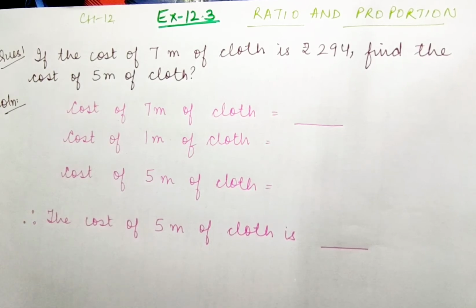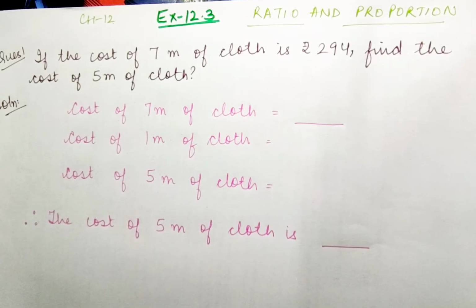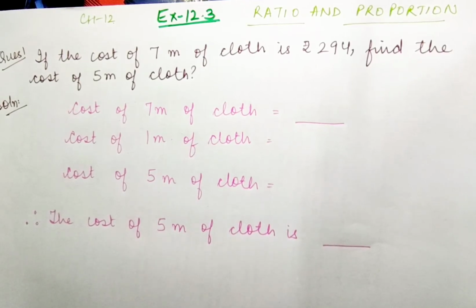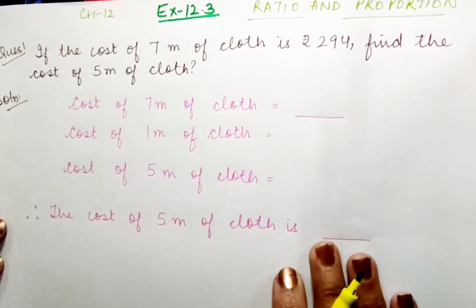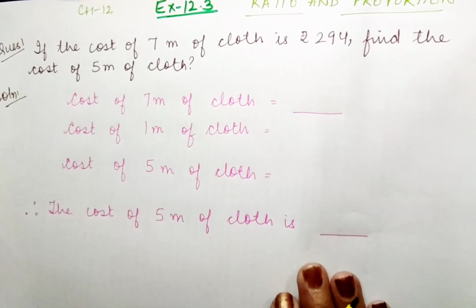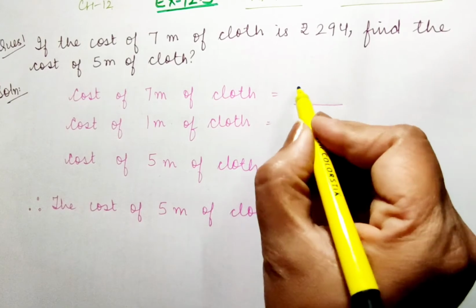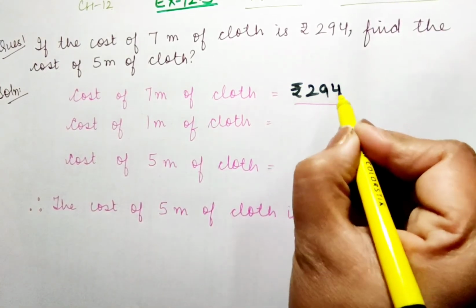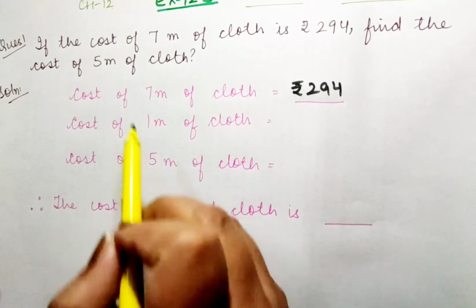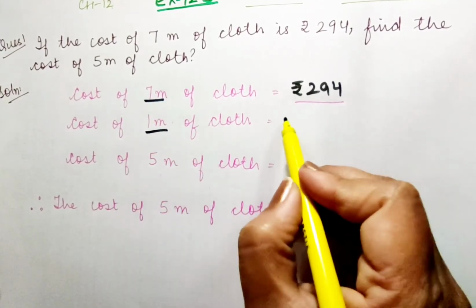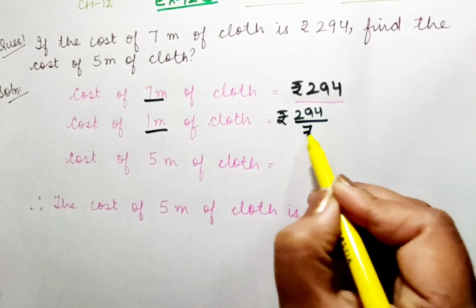Question number 1: if the cost of 7 meters of cloth is rupees 294, you need to find out the cost of 5 meters of cloth. You need to write down the full statement like this. Cost of 7 meters of cloth is rupees 294. Now the cost of 1 meter of cloth: from many to 1, what will we do? We have to divide 294 divided by 7.